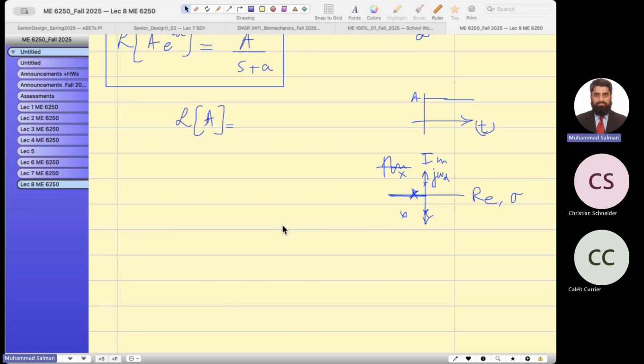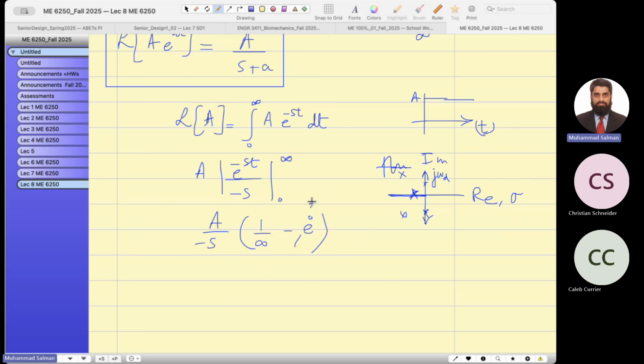So let's go over here. Let's do one more problem to understand the basic method of how to find the Laplace transform. So f of t is a. A is outside, e to the negative st divided by negative s. So a over negative s times 1 over infinity minus e to the... it's the same thing. You get 1 here, you get 0 here. So 0 minus 1 gives you negative. So a over s is the Laplace transform of a.